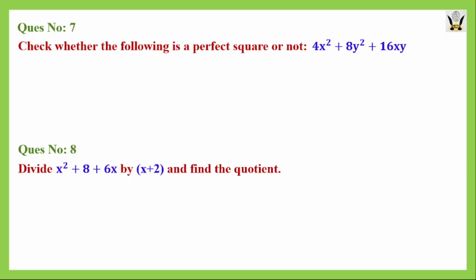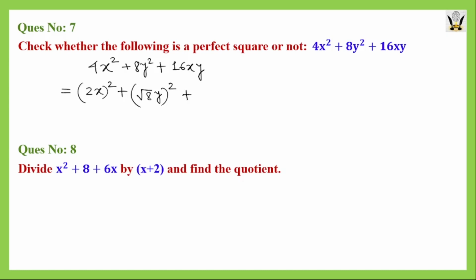Now in the next question we have to check whether the following is a perfect square or not. So let's write that expression first. So we have two square terms here. We have 4x square, that can be written as 2x then whole square. Then we have 8y square, that can be written as root 8 then y and then whole square.